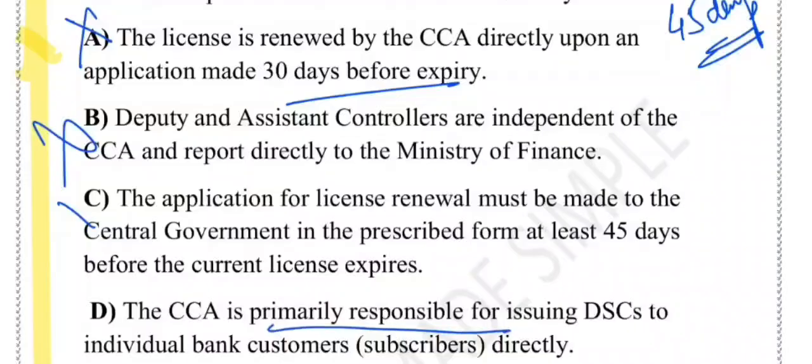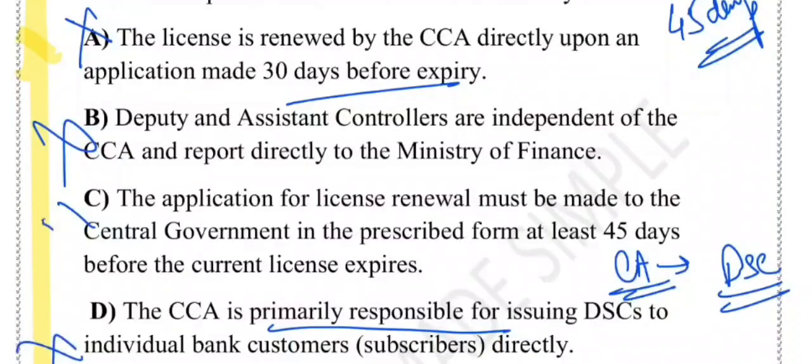CCA is primarily responsible for issuing DSC to individual bank customer. Conceptually, it is wrong. CCA does not issue DSC. DSC is issued by the licensed certifying authority, CA. CA issues DSC. Okay. CCA only regulates and supervises. So this is also wrong.